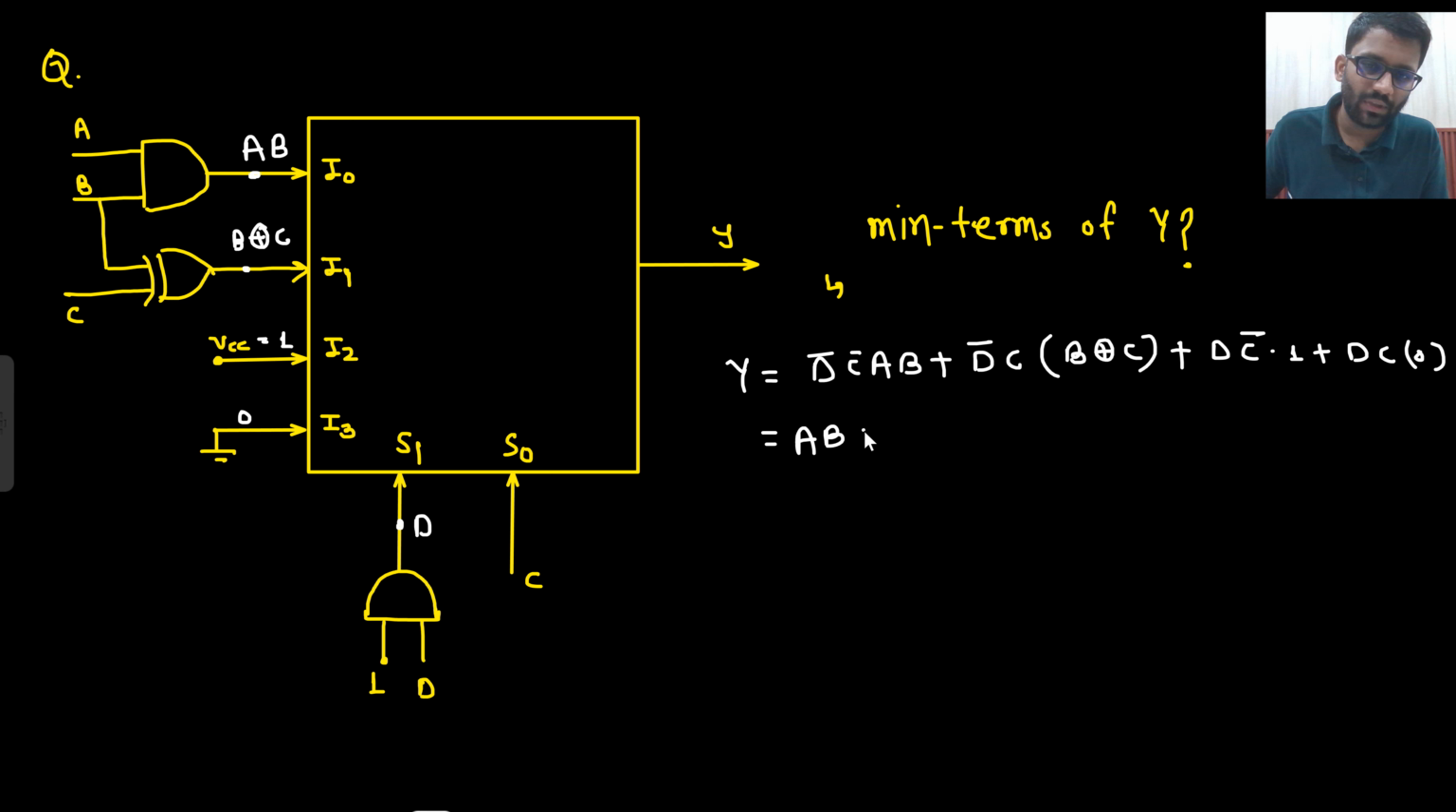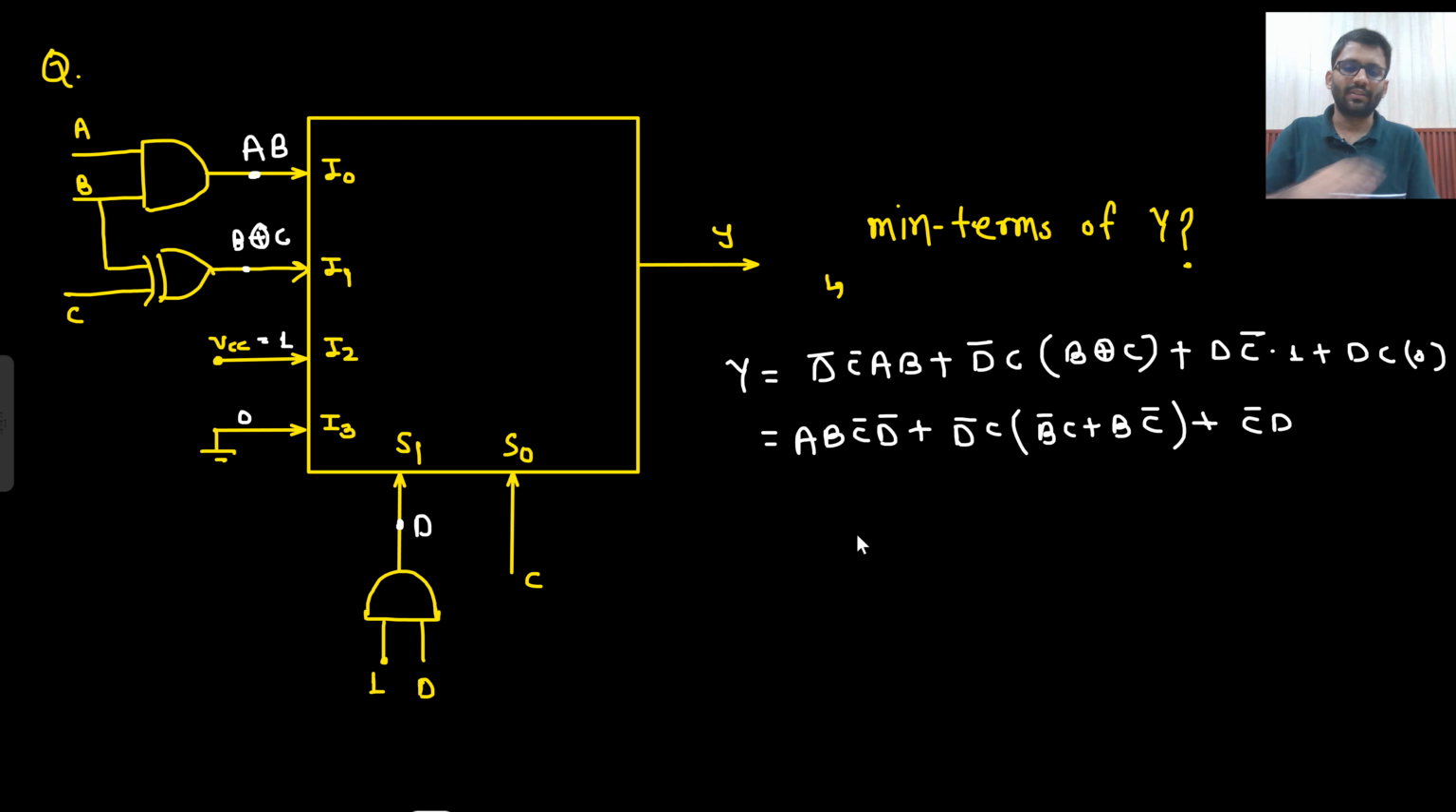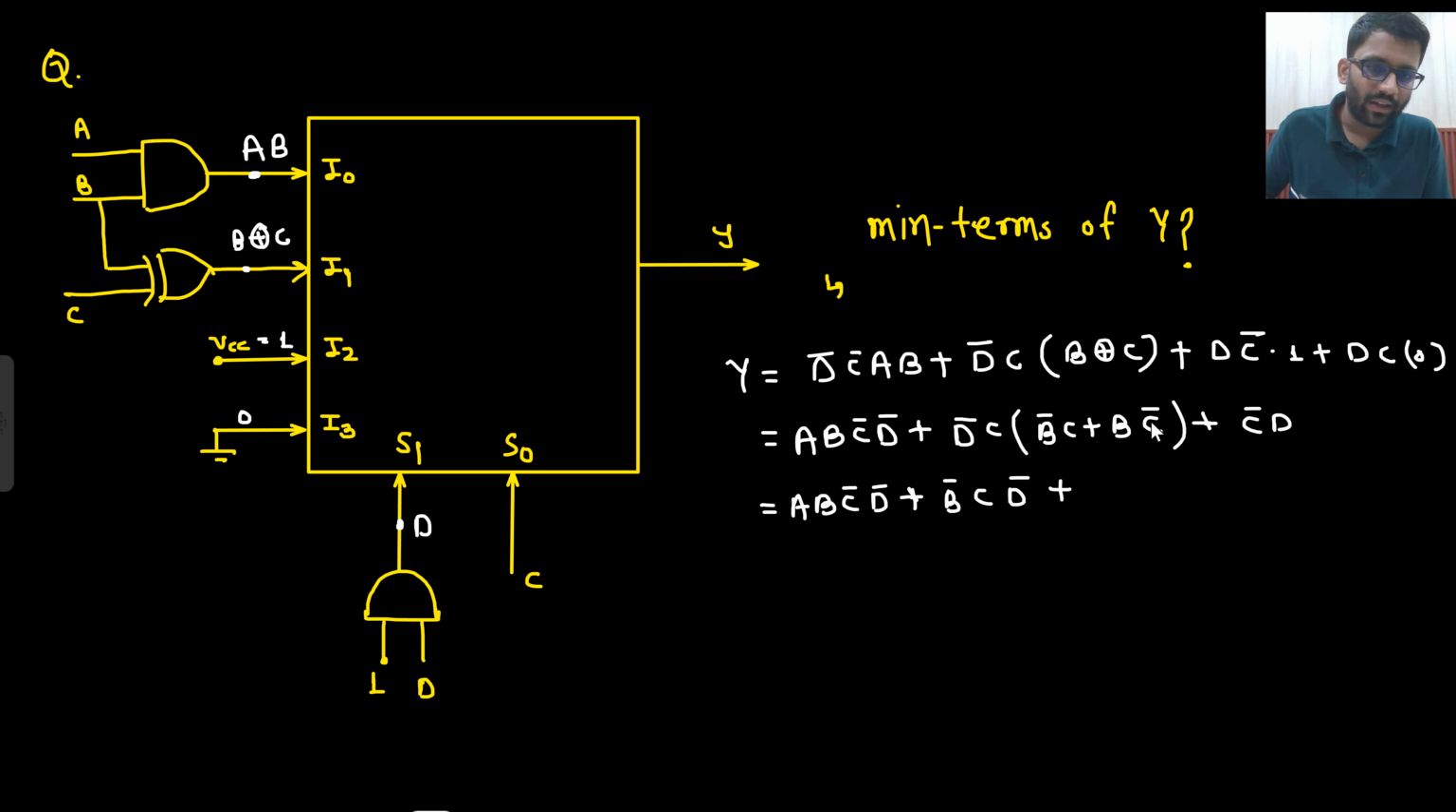It can be written as A B C bar D bar plus D bar C. It can be written as B bar C plus B C bar plus C bar D, and this DC is 0 only. So now I can write it as AB C bar D bar plus B bar C D bar, right? B bar C D bar, because C into C will be C only, and here C and C bar will be multiplied, which will become 0. What I am saying, C bar and C will be multiplied.